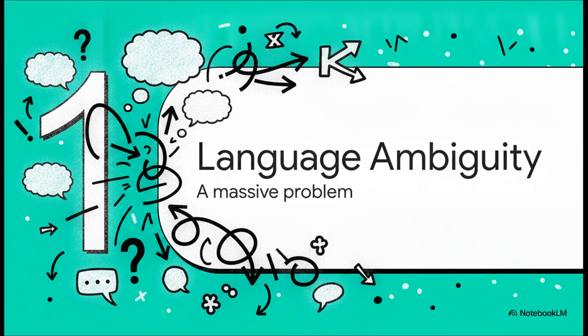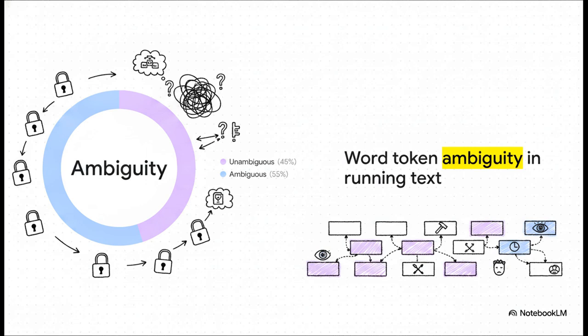Section 1. The ambiguity of language. Let's start by looking at just how massive this ambiguity problem actually is in our everyday speech and text. What's totally fascinating is the data from real-world text. While about 85% of words in a standard dictionary only have one grammatical meaning, the words we actually use the most are the biggest troublemakers. In running text, over 55% of the words we type and speak are ambiguous. That means more than half the time, a machine has to guess which version of a word we actually mean.